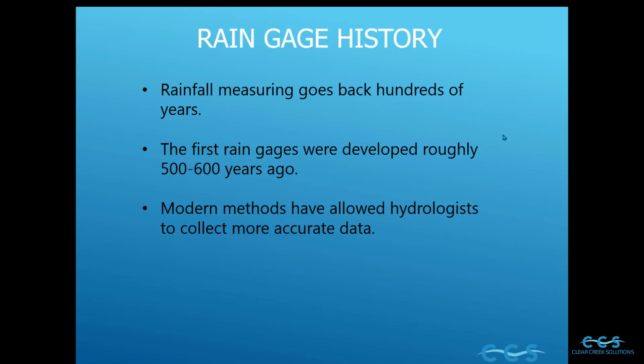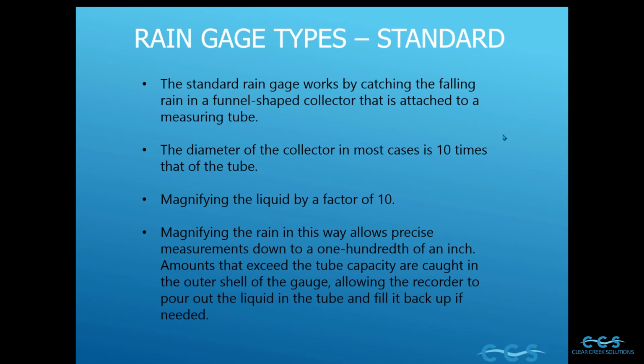So let's talk a little bit about the history. Rainfall measuring goes back, they claim, hundreds of years. The first rain gauges were developed roughly 500 to 600 years ago, and they've just gotten more advanced since then, to allow hydrologists to collect more accurate data for their designs.